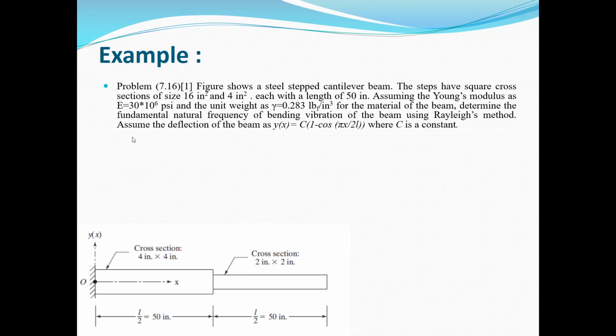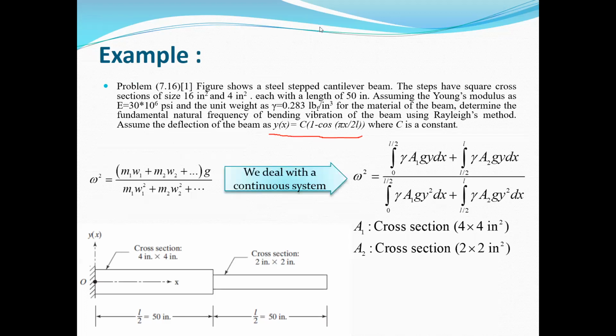Assume the deflection of the beam as Y(x). This is the deflection of the beam by using this equation, where C is a constant. So again, similar to the previous example where we assumed one approximation for the mode shapes, here we use this equation for the deflection in the beam. By using this equation, we can obtain omega squared. You know that W1 is the deflection of the point with mass m1.